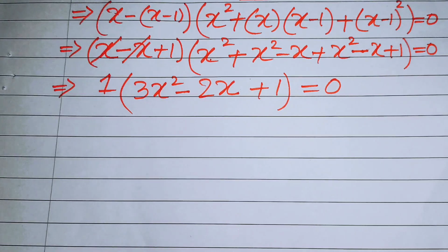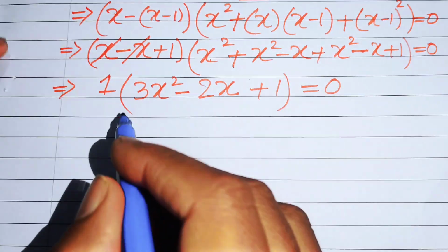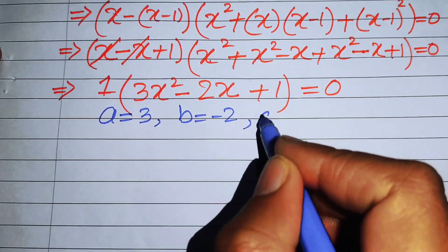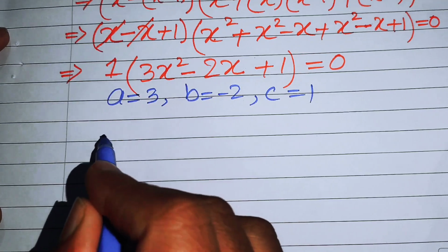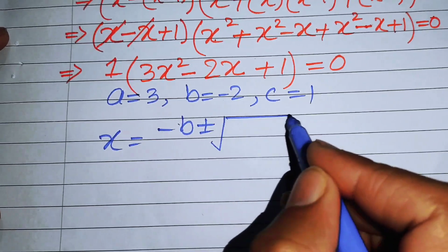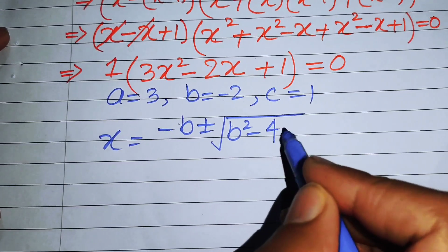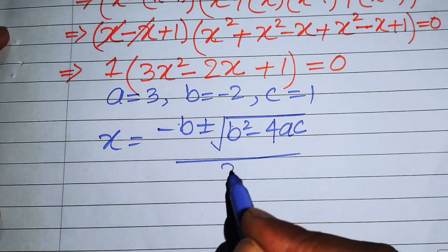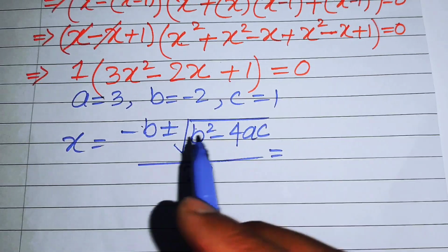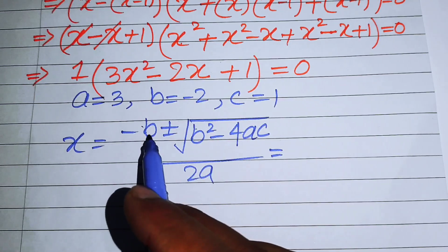Here this equation is converted into quadratic form, and we use the quadratic formula in order to solve this problem. First we write the coefficients of this equation: a equals 3, b equals minus 2, and c equals 1. Our quadratic formula looks like this: x equals minus b plus minus square root of b square minus 4 times ac, divided by 2 times a. Now we put the values of a, b and c here, and the value of b is minus 2.